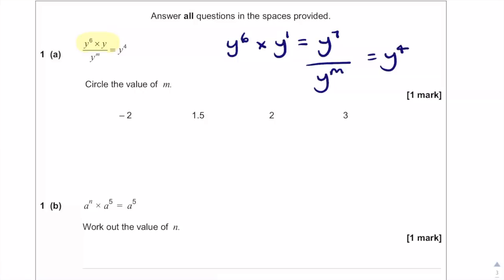We're using the laws of indices. When we divide two of the same numbers which have different powers, we subtract the powers. So if we were going to form this as an equation, this is just the same as saying 7 minus m equals 4. So m must be equal to 3. And we have an answer of 3.